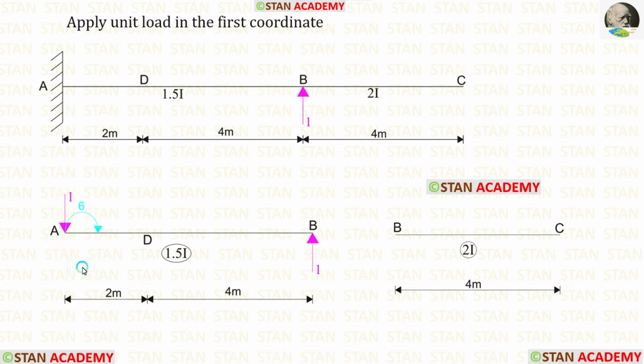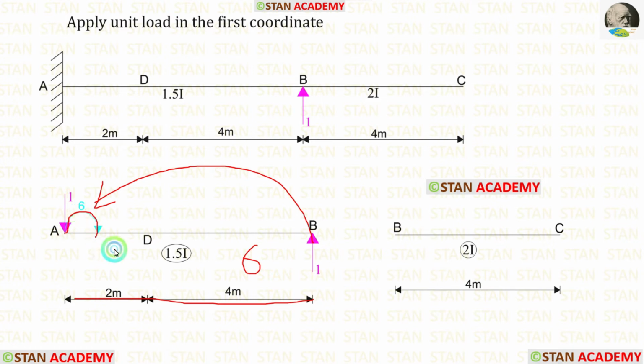Now let us find the moment in the point A. This load is acting towards the point A in the anti-clockwise direction and the distance is 6. So 1 into 6 we will get 6. Since this load is acting in the anti-clockwise direction, the moment developed should be acting in the clockwise direction.